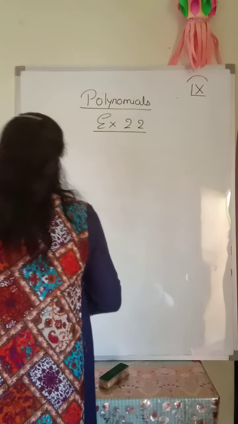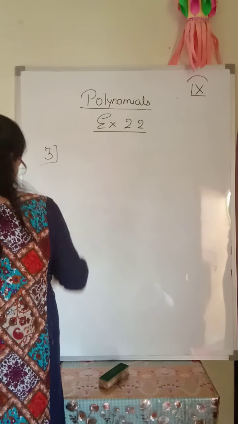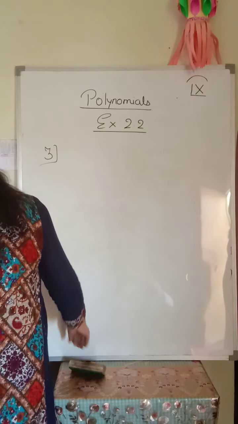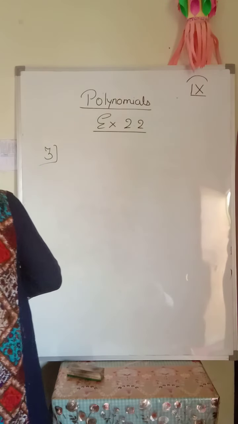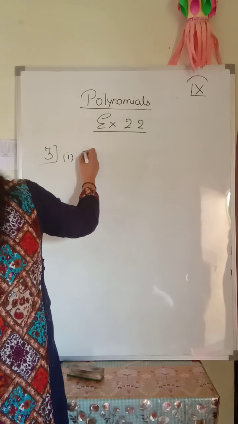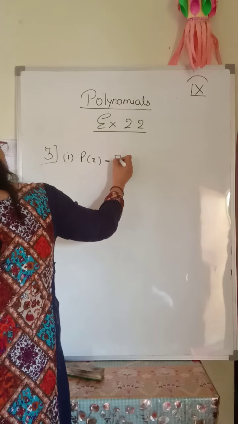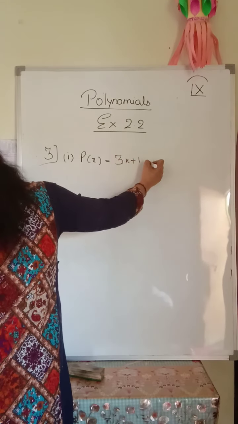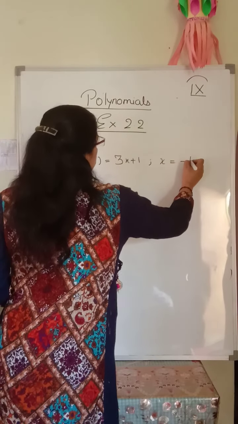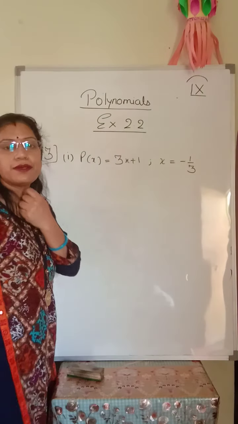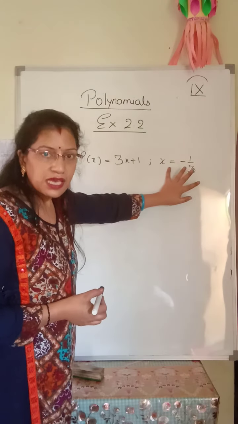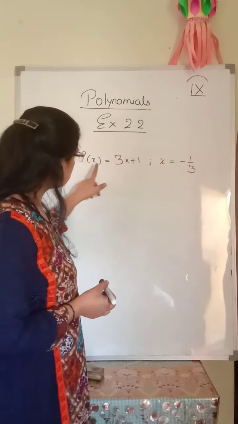What is question number 3? Question number 3 is verify each of the following zeros of the polynomial indicated against that. First part, p of x equals to 3x plus 1, and here it is given x is equals to minus 1 upon 3. So you have to verify the value written against that. That means x is equals to minus 1 upon 3 is the zero of this polynomial.